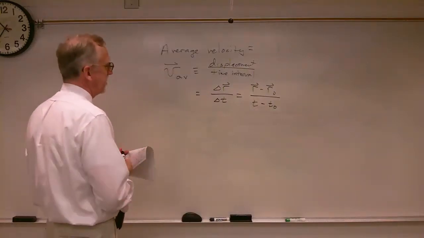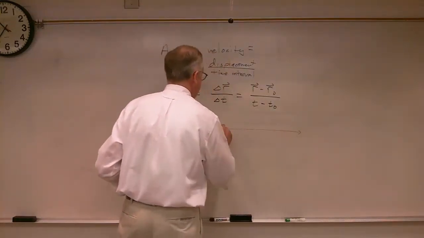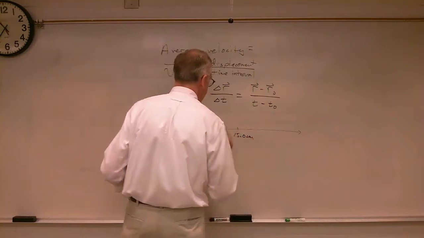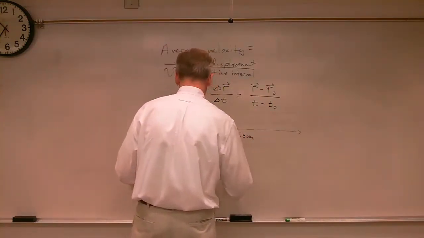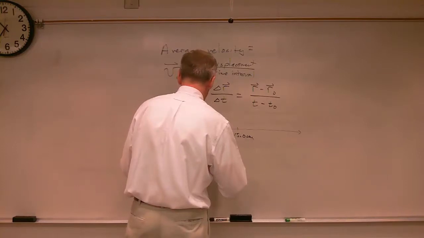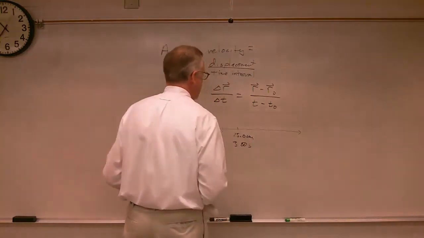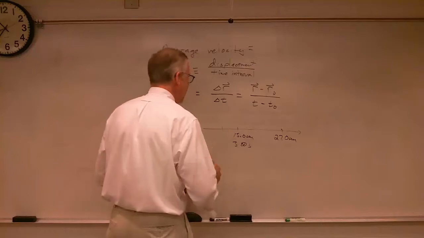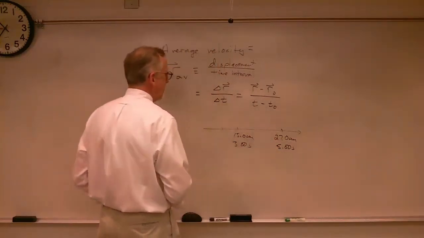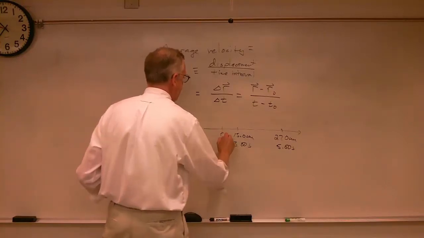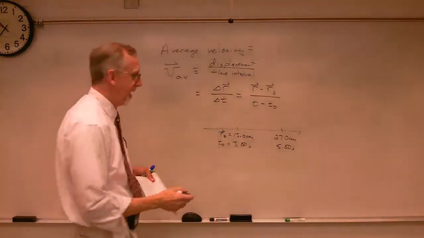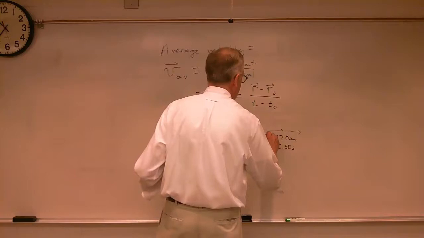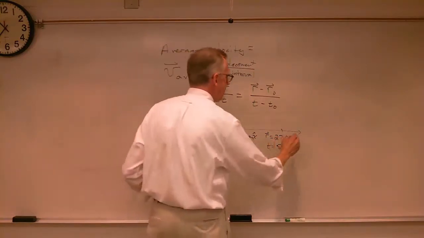So let's stick some numbers in here. Let's imagine that we've got our object at some initial position, let's say 15 centimeters, at some initial time, let's say 3 seconds, and the object ends up at, let's say, 27 centimeters, at some final time, let's say 5 seconds. So T naught is 3 seconds, R naught is 15 centimeters x hat, and then T, the final time, is 5 seconds, and R is going to be 27 centimeters x hat.